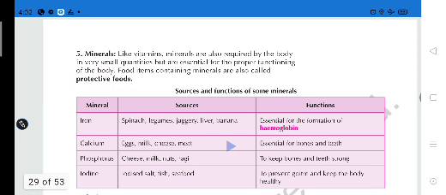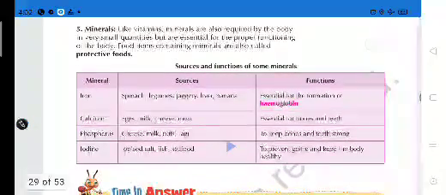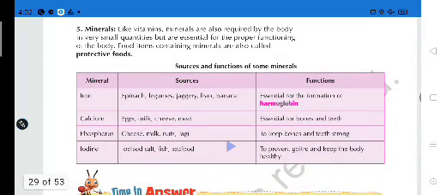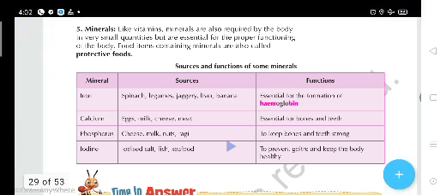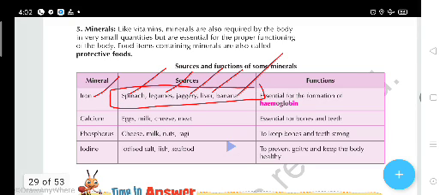Now here, sources and functions of some minerals. The major minerals we are going to discuss. The first mineral is iron. From where can we get this iron? Spinach, that is palak, legumes like pulses, jaggery, which in Hindi we can say is any substance which has a sweet taste, liver, and banana. These are the foods from which we can get iron.